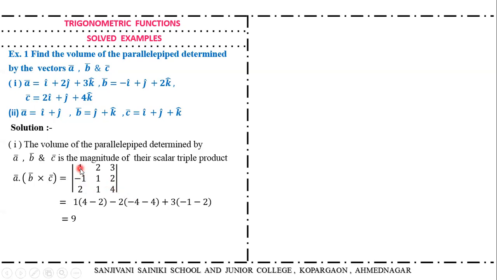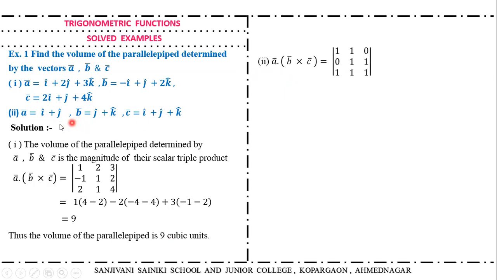So 1 into 4 minus 2 into minus 4 plus 3 into minus 1 minus 2. Simplify, you will get 2. Thus the volume of the parallelepiped is 9 cubic units. This is the unit, cubic units, for the solution of the first example.